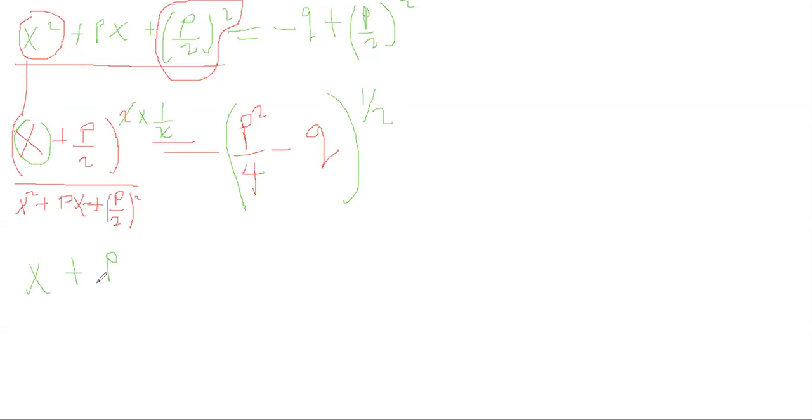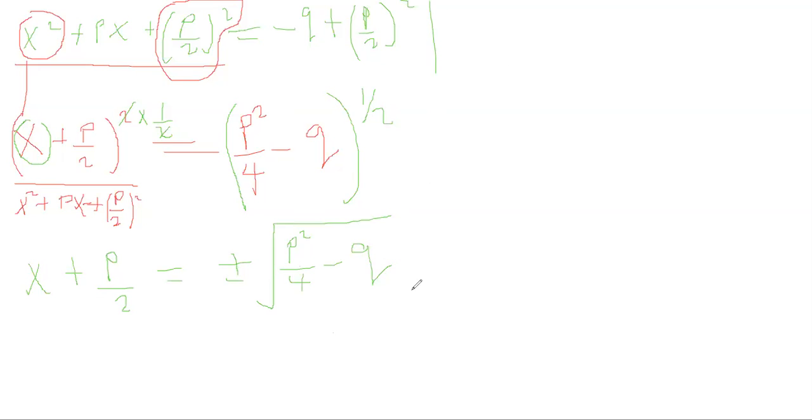So then we will have x plus p over 2, which equals, remember, the power of 1 over 2 means that you take the square root of what is in the bracket. If you are taking the square root, obviously by mathematical convention, it should be plus or minus. We will have something like this: p squared over 4 minus q.